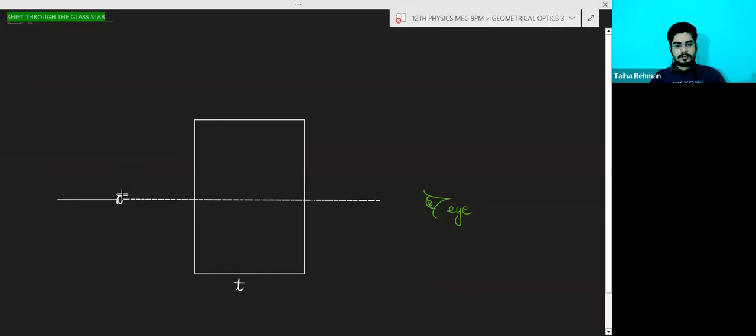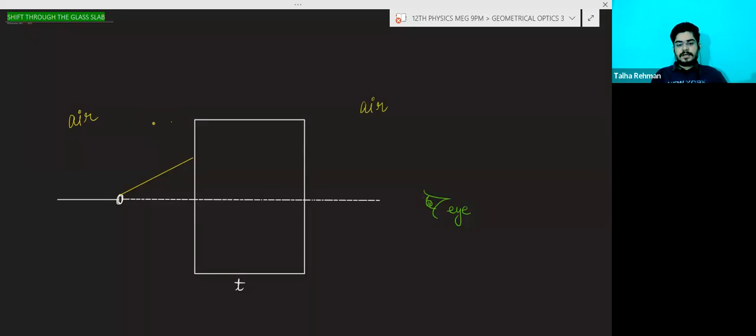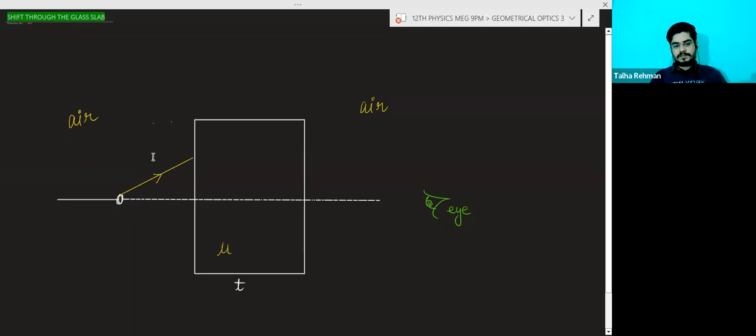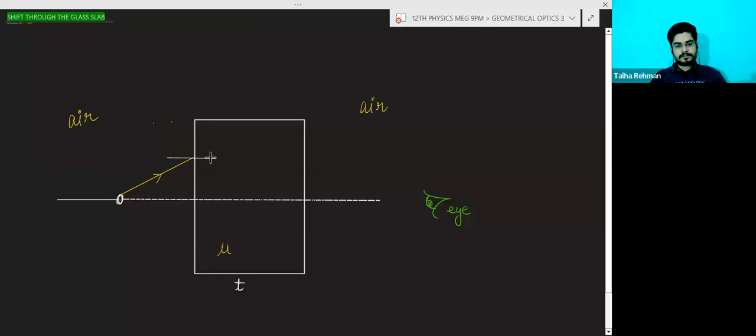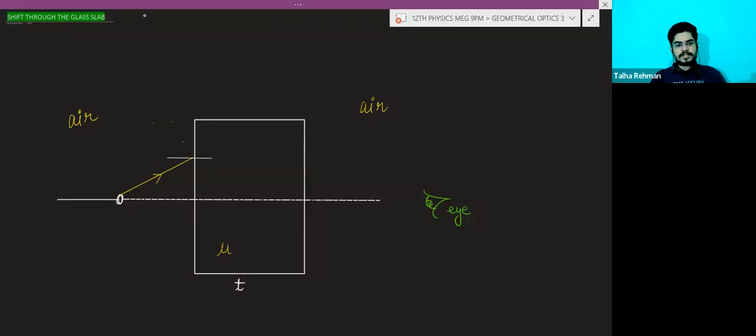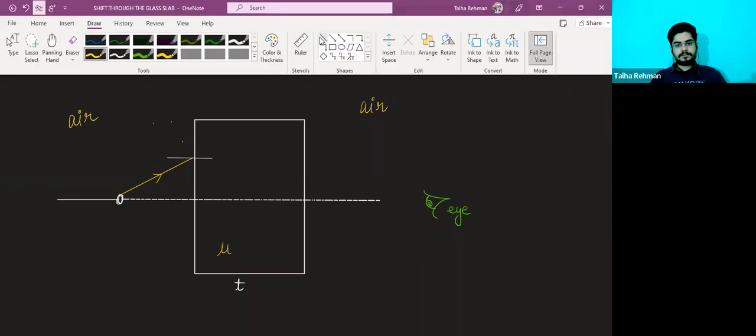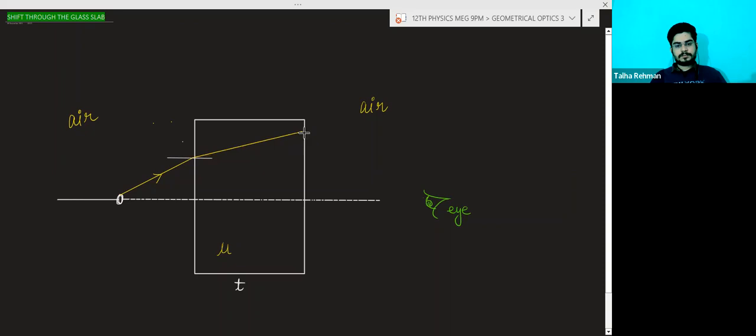So what will happen? Suppose the first ray of light from this object is like this. And here is air, and here is also air. And this is the glass slab having the refractive index of mu. So from this object, this is the incident ray. As this ray is passing from air to the glass medium, refraction will take place. As light is going from rarer to denser medium, it will bend towards the normal.